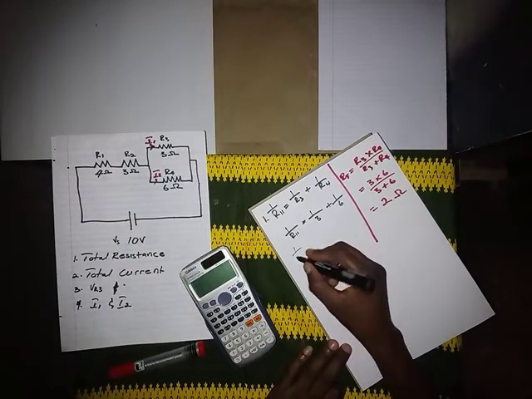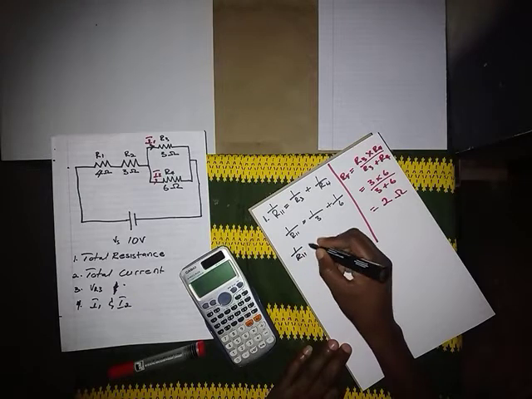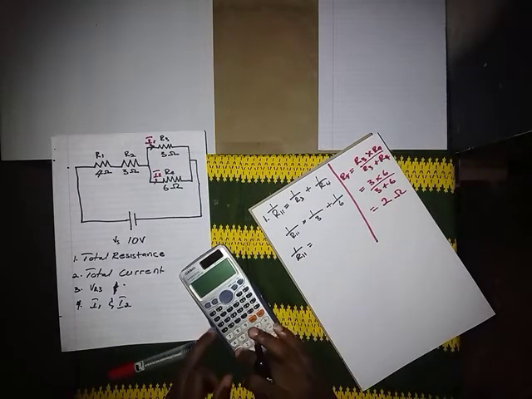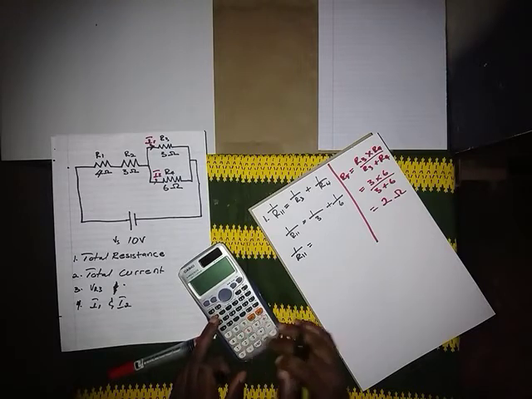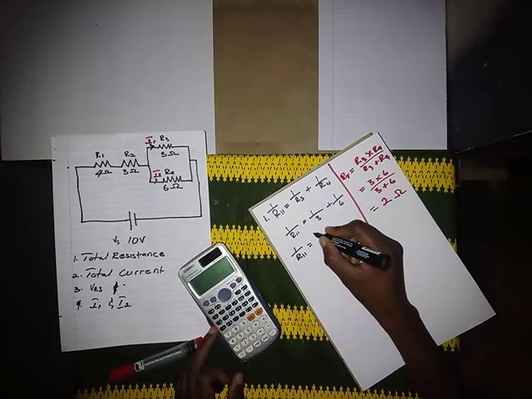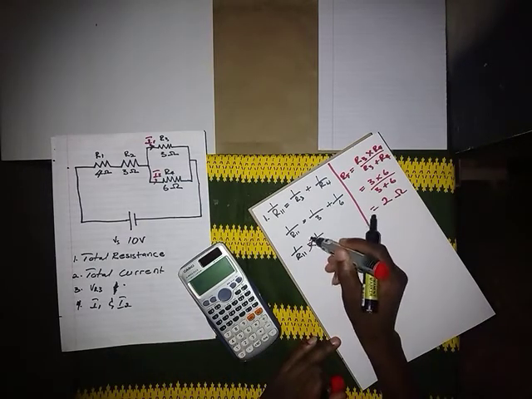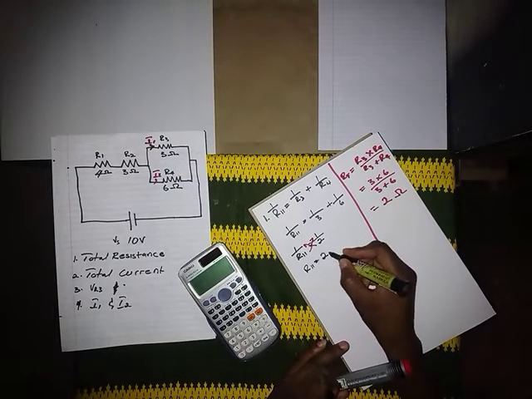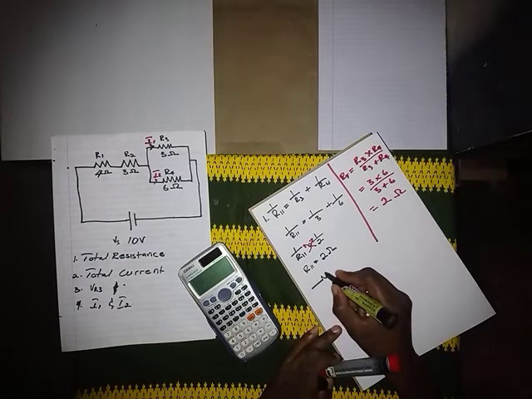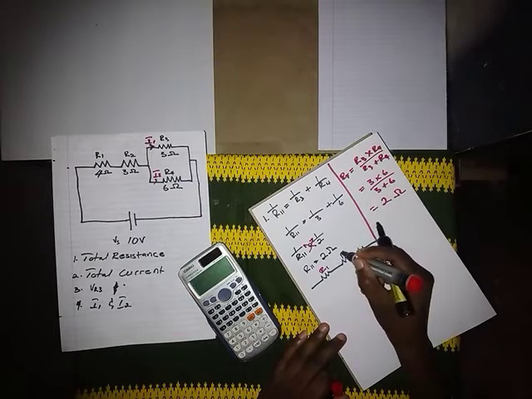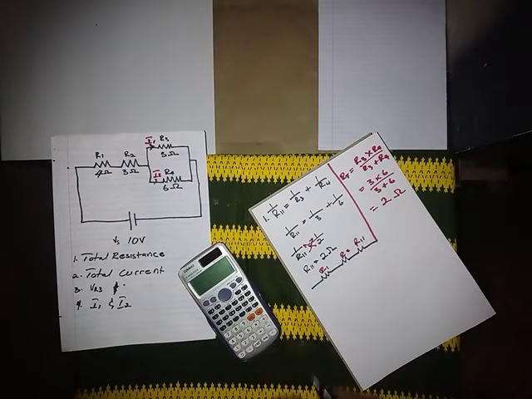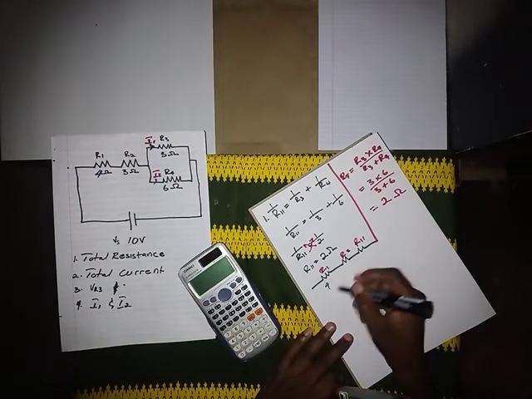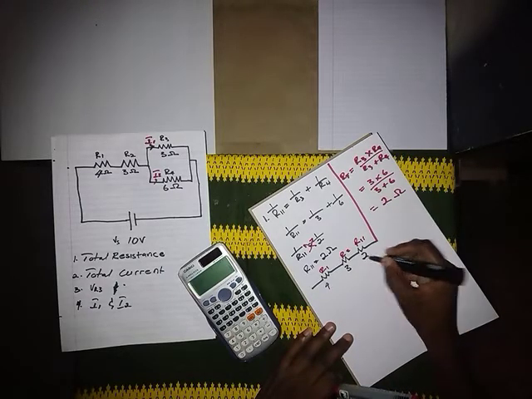So 1 over 3 plus 1 over 6 is 1 over 2. Then we cross multiply. R parallel is 2. So now our resistance is like this. We have R1, R2 and R parallel. We have 4, 3 and 2.